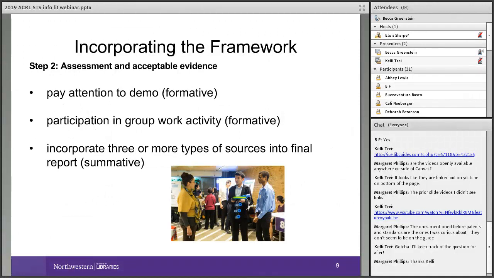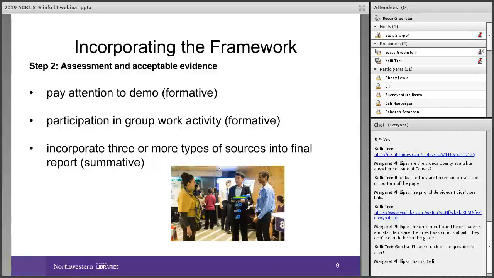So step 2 is to figure out assessment and acceptable evidence. How are you going to assess if the students have learned the information that you've given them? One of my acceptable evidences was that the students will pay attention to the demo that we do in class. And this is an example of formative assessment.